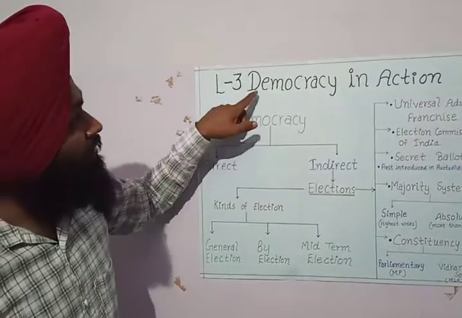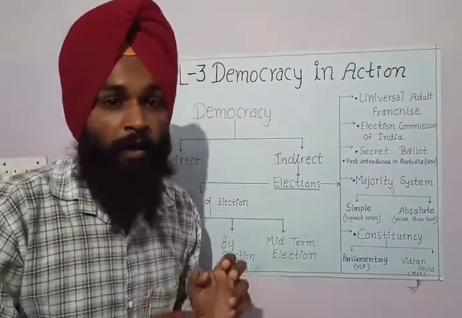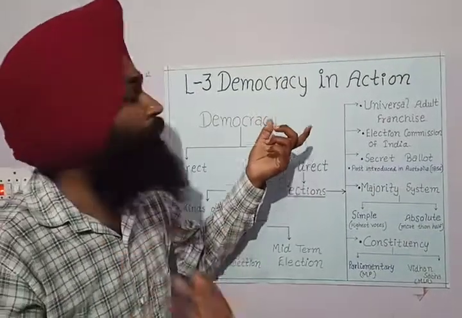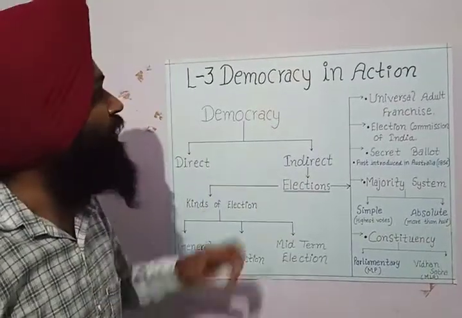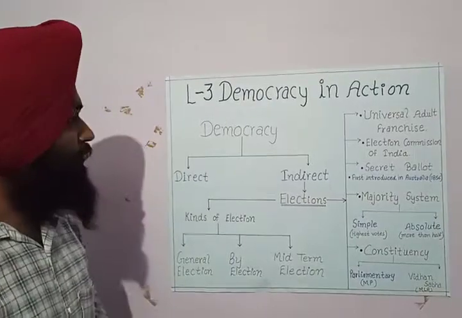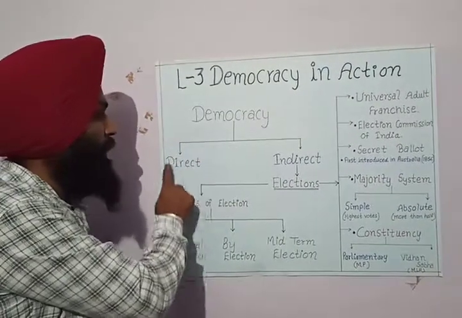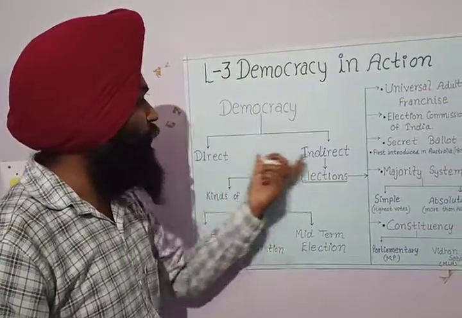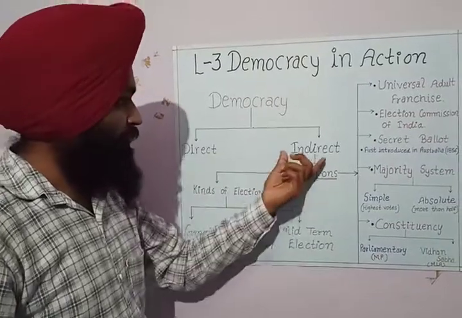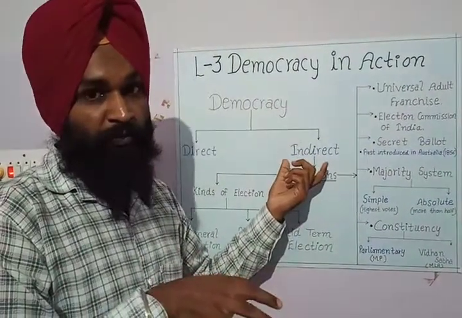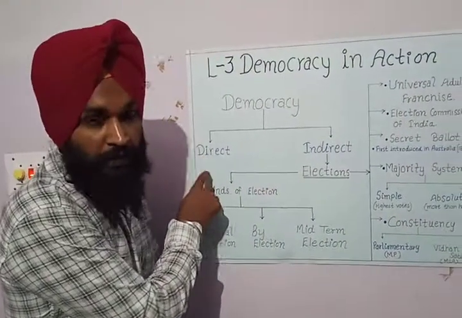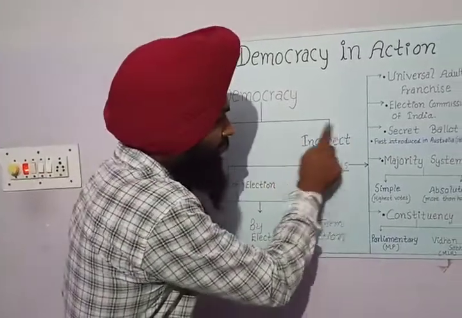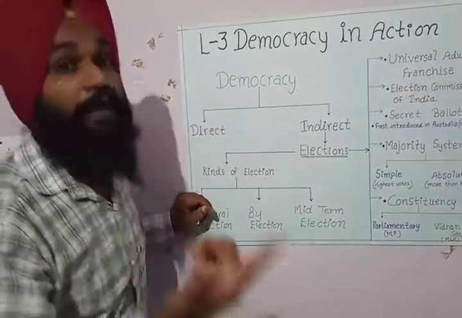So now in this chapter we will discuss democracy in action, meaning how democracy works in a practical manner. What are the methods, how do we implement democracy, what is the process through which we implement democracy? Basically, democracy has two kinds: direct democracy and indirect democracy. It is very easy to understand the meaning of both words, as the words themselves indicate the meaning. In direct democracy, people participate directly in the decision making process, but in indirect democracy, people participate indirectly.